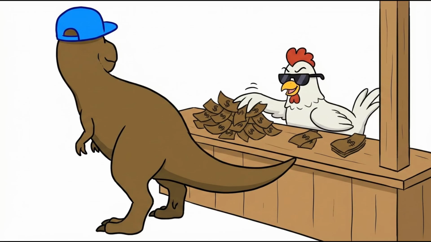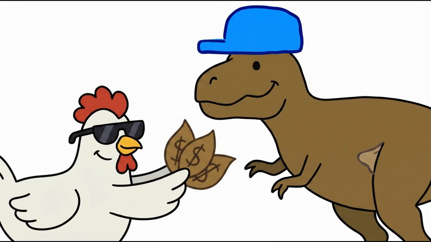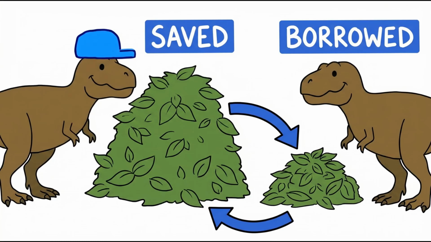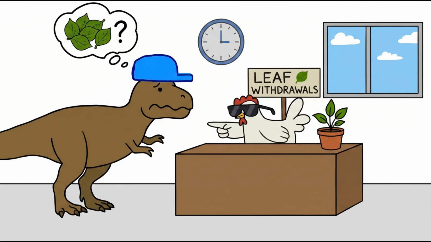But the moment Dino leaves, Chicken picks up those leaves. Because Dino B walked in earlier that week. Dino B wants to build a bigger egg farm. Dino B has no leaves. Chicken says, "Here, borrow mine. Pay back later with extra." That extra is called interest. Dino A saved leaves. Dino B borrowed leaves. Chicken in the middle is collecting extra from both sides.